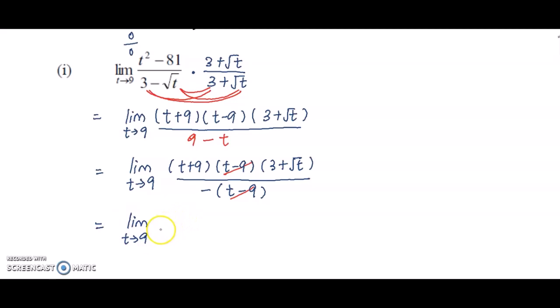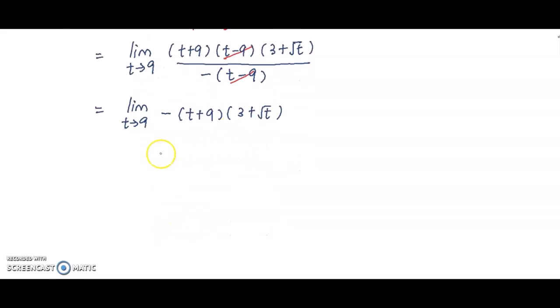After you have cancelled, you have negative, t plus 9 multiplied by 3 plus square root of t. The negative I bring up, so I have a negative here. Now you can use the substitution method. Substitute 9 inside, you have 9 plus 9, that will be negative 18, multiplied by 3 plus square root of 9, which is 3 plus 3, that will be 6. Then you got negative 108.